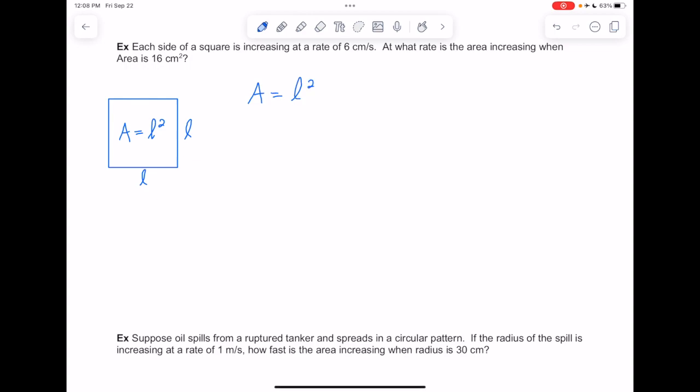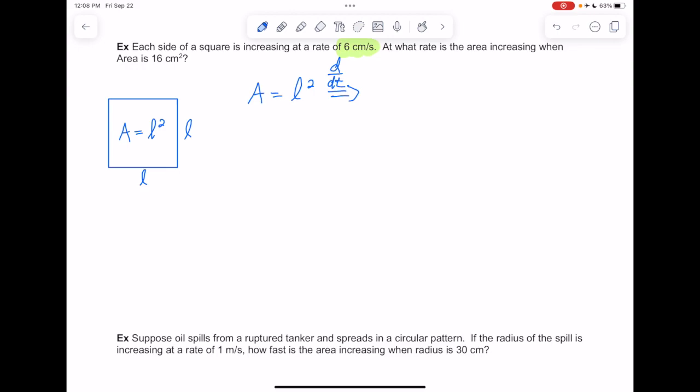And if you look at the rates they're giving us, 6 centimeters per second, right? That is a rate with respect to time. So per second means that we're doing a with respect to t type of derivative. So then what we want to do is take the derivative of both sides with respect to time.